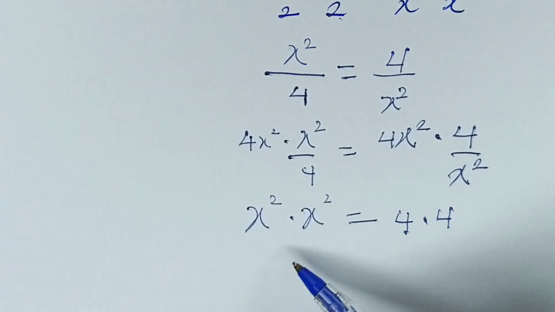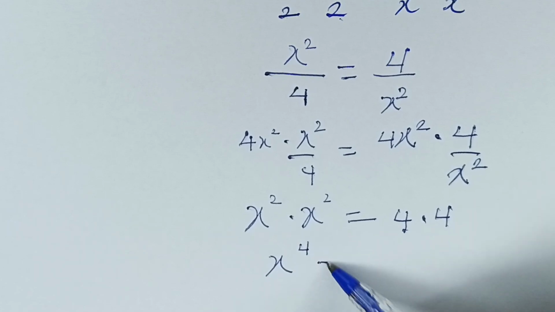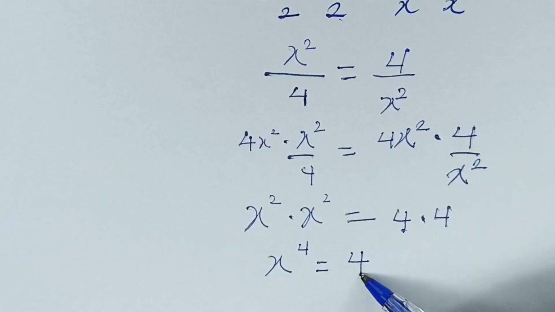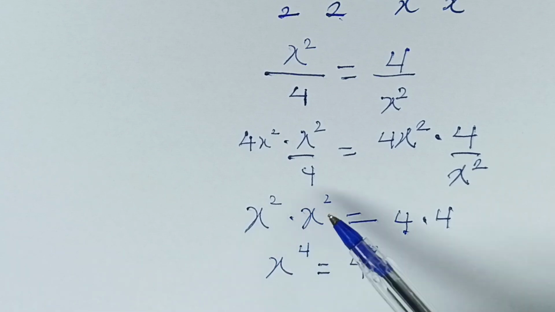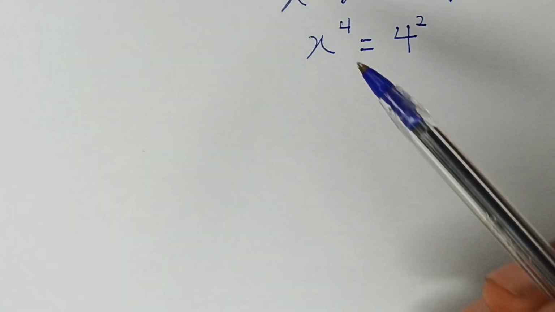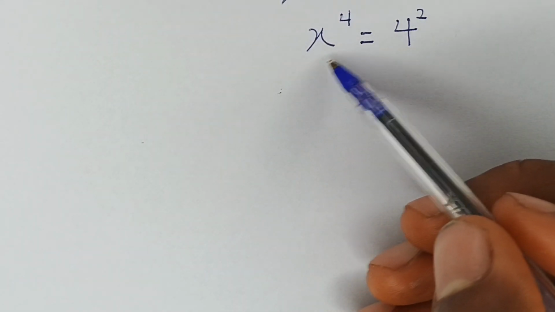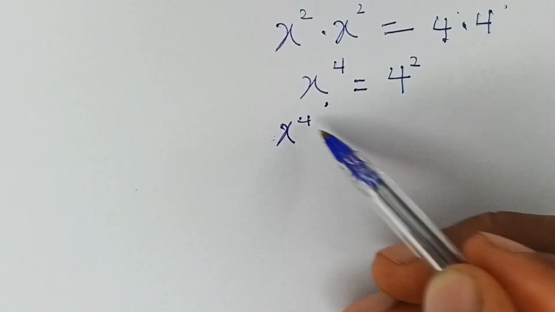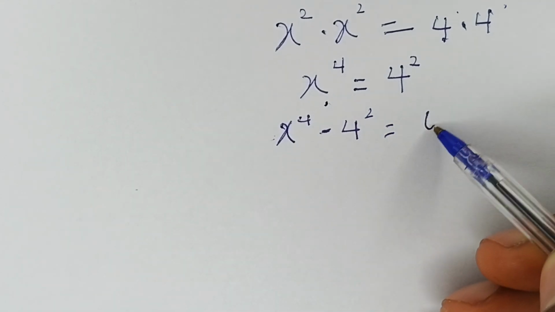Okay, x squared times x squared is x to the power of 4. 4 times 4 is 4 to the power of 2. Okay, when the bases are the same, you add the powers. So 2 plus 2 is 4, 1 plus 1 is 2. Alright, now moving on, we can now say x raised to the power of 4 minus 4 raised to the power of 2 is equal to 0.